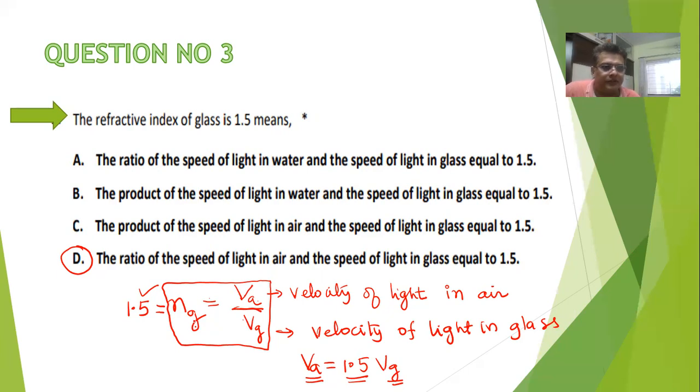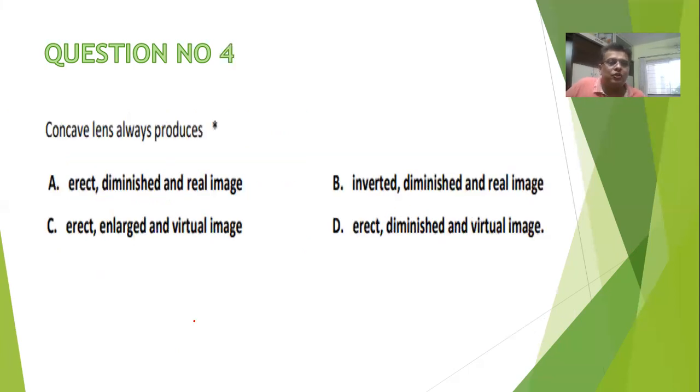Okay, dear students, good. Concave lens always produces. Option D is the right answer: erect, diminished, and virtual image. Maybe I can take you one of the example, my dear students. Look at the picture I'm drawing right now. Yes. This is the concave lens. Let us take that.